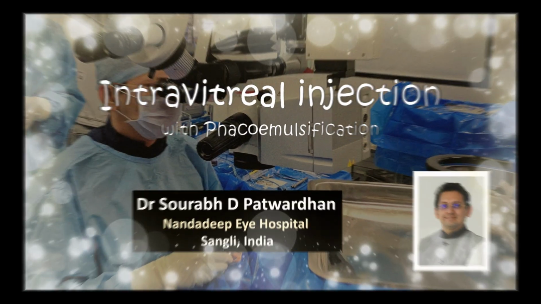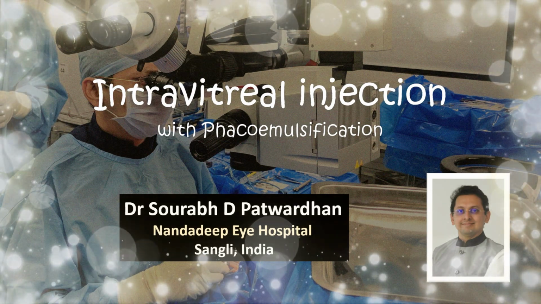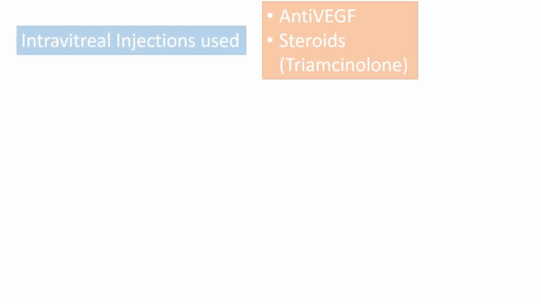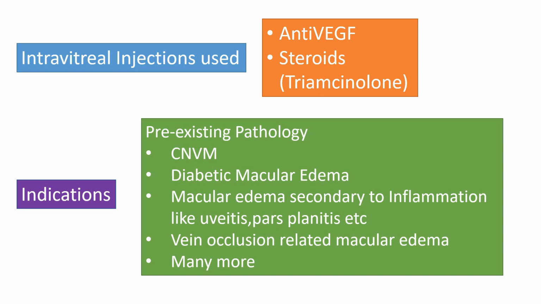In this video, I will be demonstrating intravitreal injection which can be given with phacoemulsification procedure. Most common intravitreal injections that are used are anti-VEGF and steroids in the form of triamcinolone, and there are various indications for giving these injections like pre-existing pathology like CNVM, diabetic macular edema, edema secondary to inflammation, vein occlusion related edema, and many more.